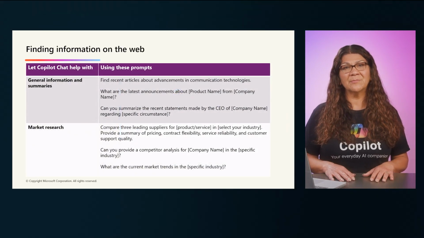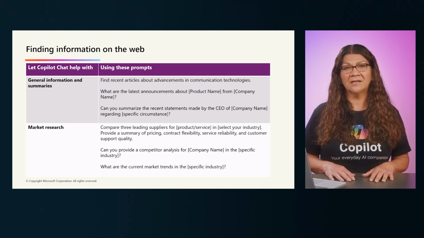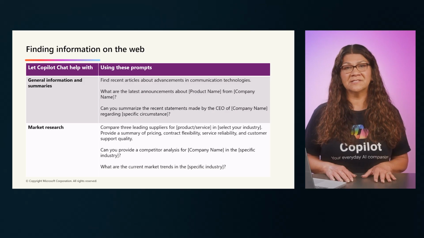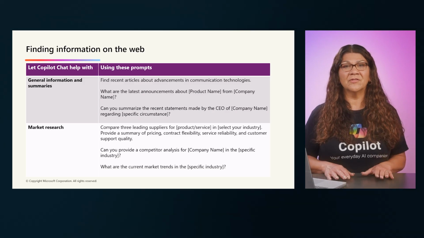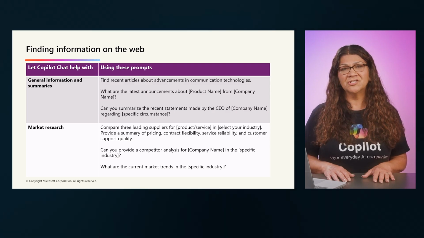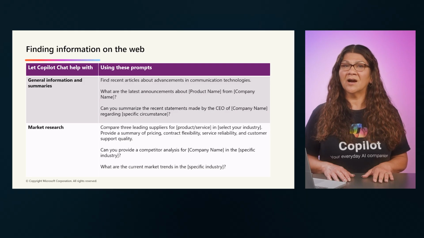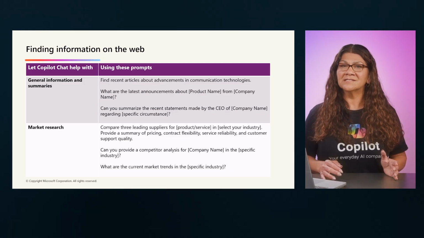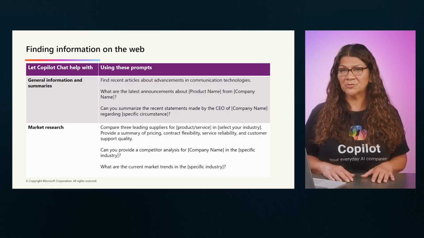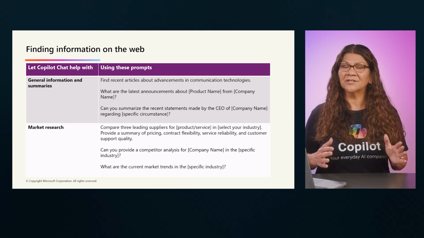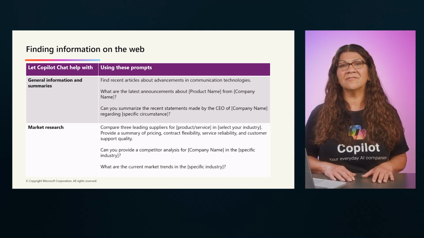Finding information on the web can be easy using Copilot Chat with web grounding to help you quickly find reliable, up-to-date information on the web, whether you're looking for general knowledge, breaking news, or fast summaries. General information and summaries are one of the most powerful use cases. You can ask Copilot Chat to find recent announcements about a product, summarize what a CEO said about a situation, or explain the latest developments in a field, all within a secure, familiar M365 interface.